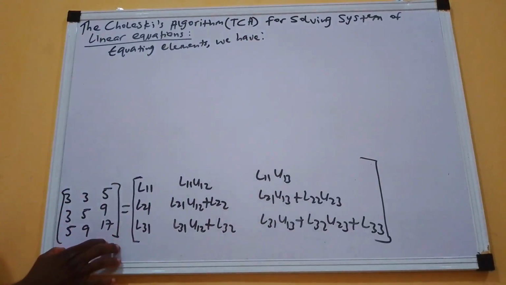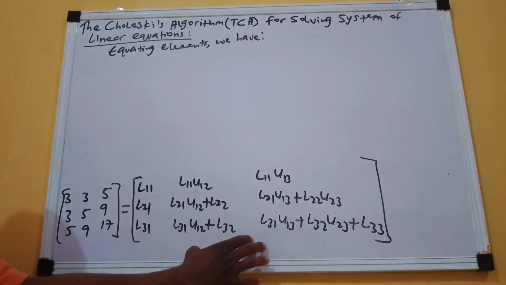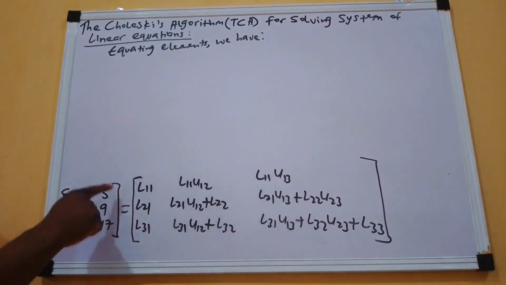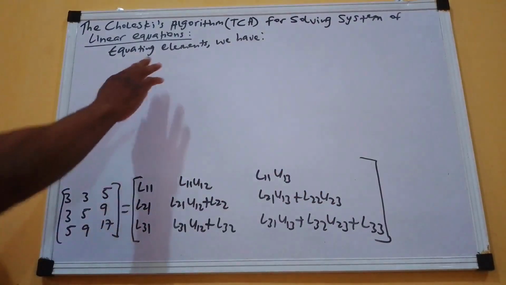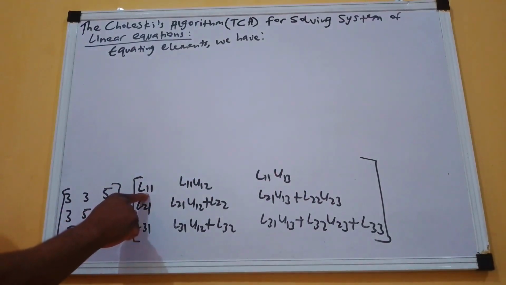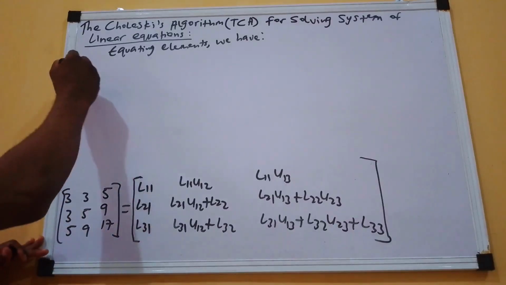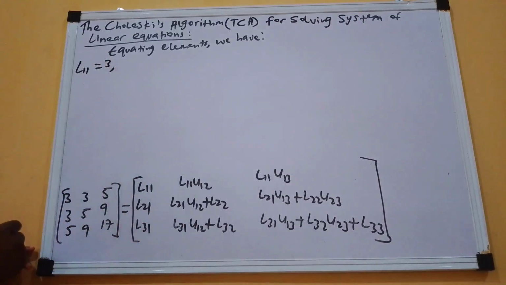This is a 3 by 3 matrix, this is A. When L and U are multiplied, we multiplied L by U, we got this 3 by 3 system. So you can see this is a 3 by 3 system, and this is also a 3 by 3 system. Now we want to equate the elements. Look at it here now. The first element here is L11, the first one here is 3. So by equating elements, our L11 is equal to 3.